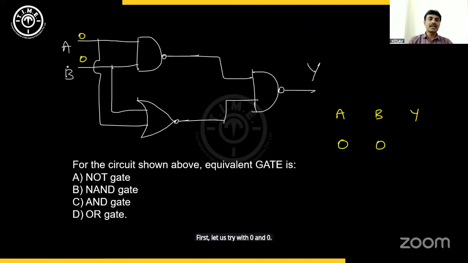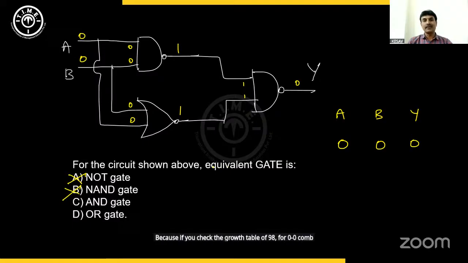If 0 and 0 are given as inputs, for 0, 0 input, NAND gate gives 1. And also 0, 0 inputs, NOR gate gives 1. 1 and 1 are the inputs for the NAND gate, so it gives 0. So 0, 0 gives 0. Okay. So if it is 0, 0, 0 combination, it cannot be a NOT gate. It cannot be a NAND gate, because if you check the truth table of NAND gate, for 0, 0 combination, you get output 1. But here output is 0. So you can rule out these two.